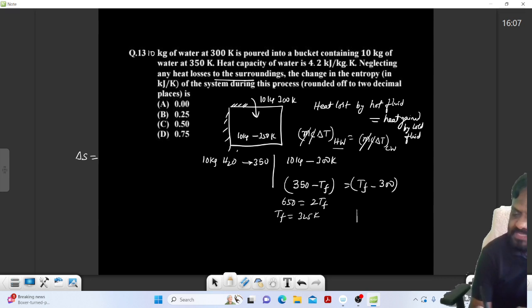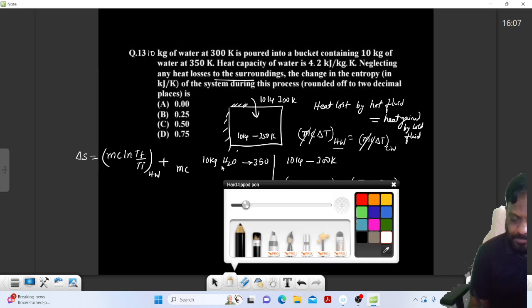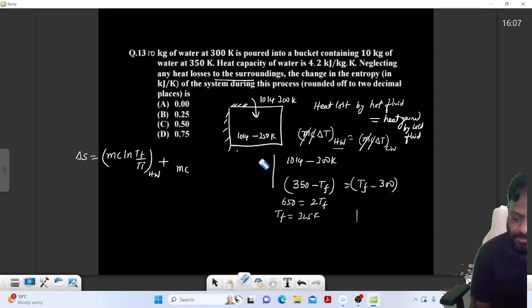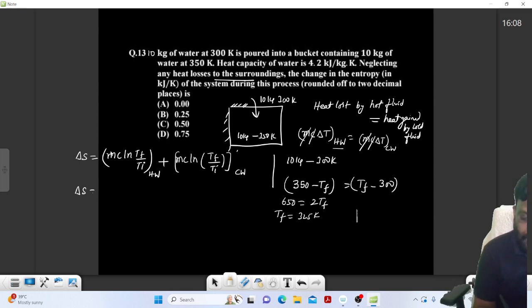He is asking entropy change. Okay, no problem. For liquid, the entropy change is mc ln T final by T initial. But there are two fluids. One is the entropy change of hot water. Entropy is an extensive property. Whenever you want total extensive property, you should add. So therefore, the other is mc ln T final by T initial, and this is of cold water. So the entropy change is given by, what is the mass? दोनों का mass, whether it is hot water or cold water. अरे liquid है, तो liquid entropy changes mc ln T final by T initial, and temperature should be in Kelvin.